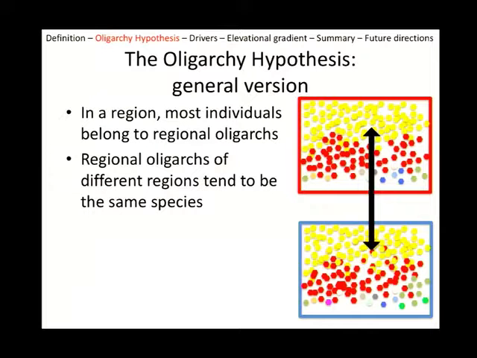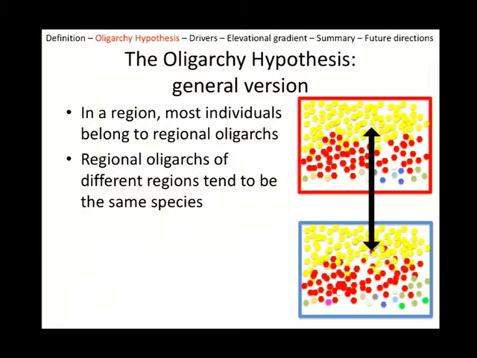The other species, uncommon species, it doesn't matter what happens with those. They could be shared between regions, could be completely different. So this aspect of the oligarchic pattern is fully compatible with high species turnover or high beta diversity. So species turnover and this type of oligarchic pattern are independent things.